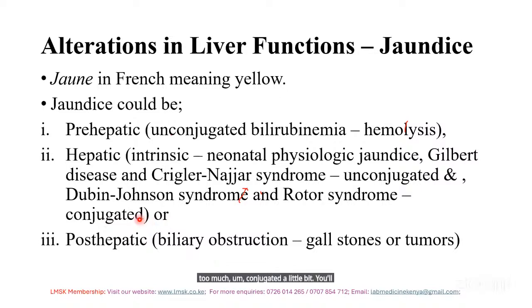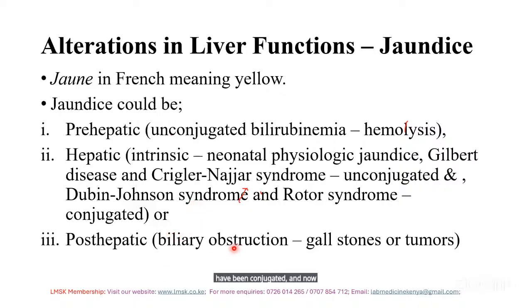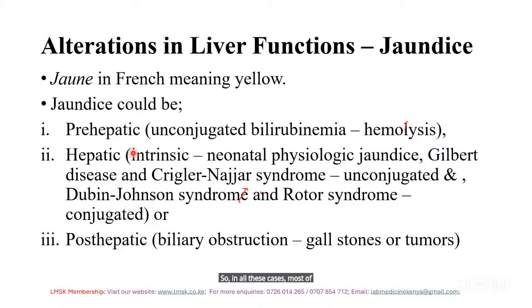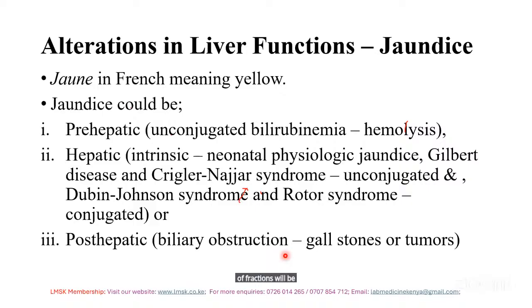You'll be able to see that there is too much conjugated bilirubin because it has already gone through the liver, it's been conjugated, and now there is nowhere for it to go because of the obstruction, and there's going to be too much buildup in the body. So in all these cases, most of the time you'll have increased total bilirubin counts, but the unconjugated and the conjugated fractions will be different depending on which of those places you're handling.